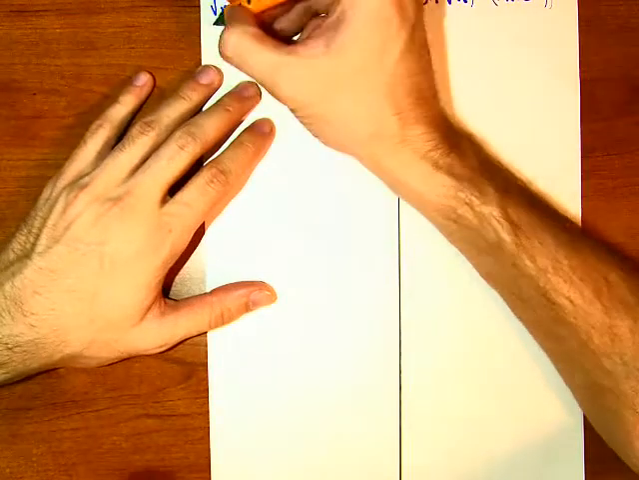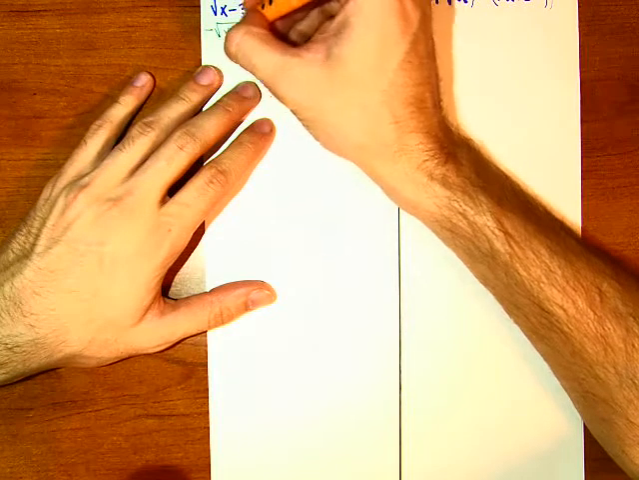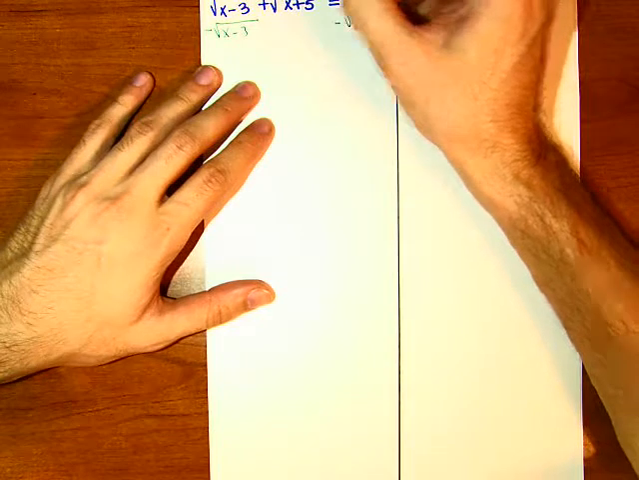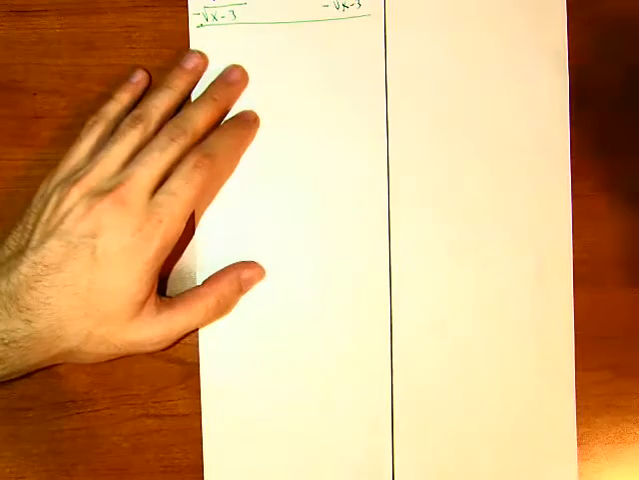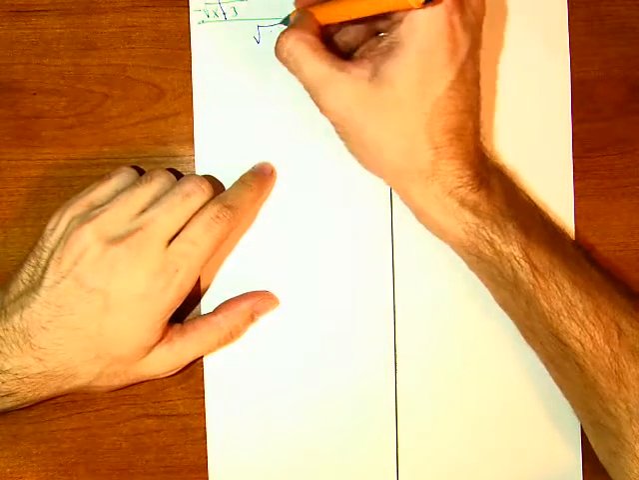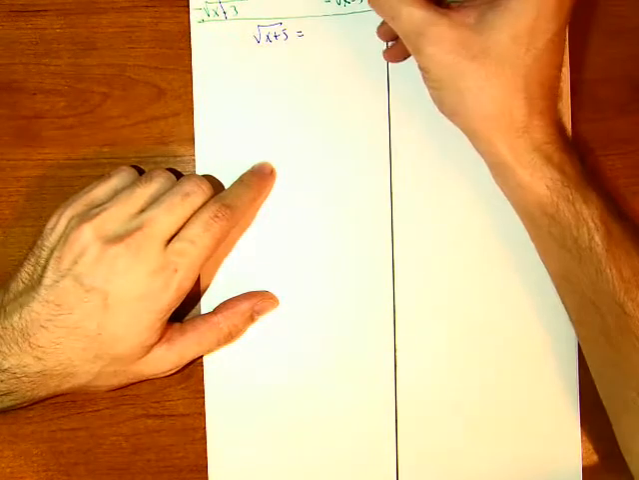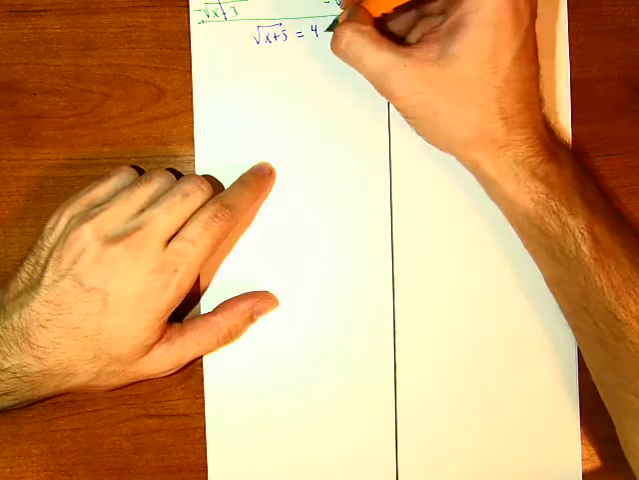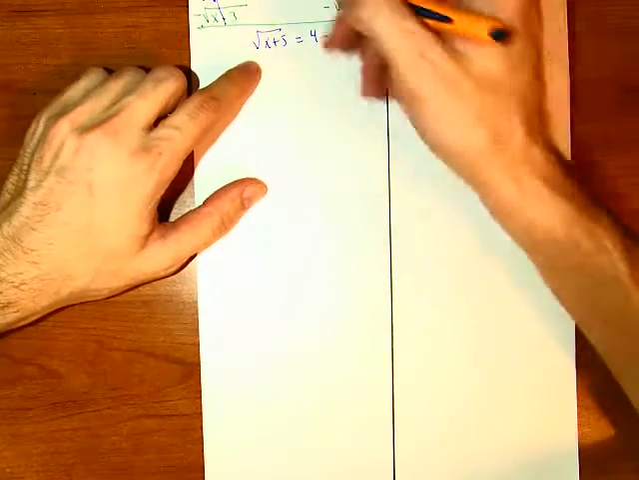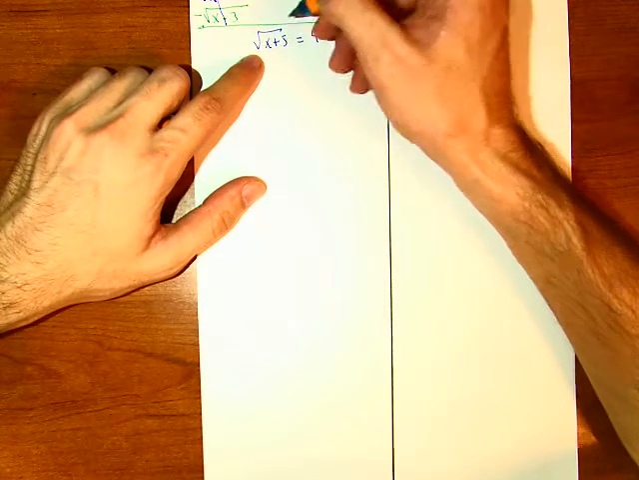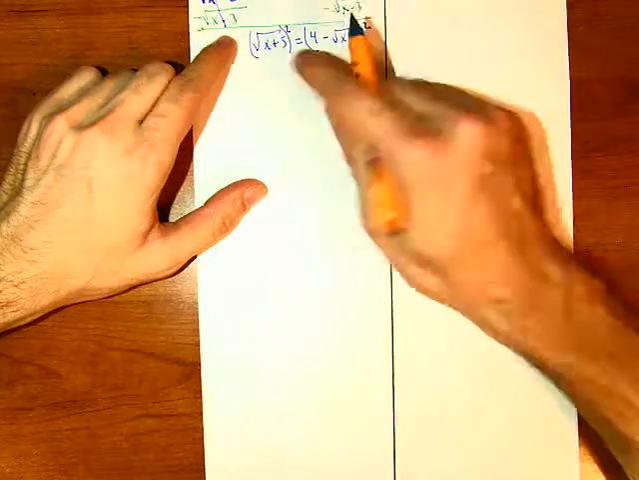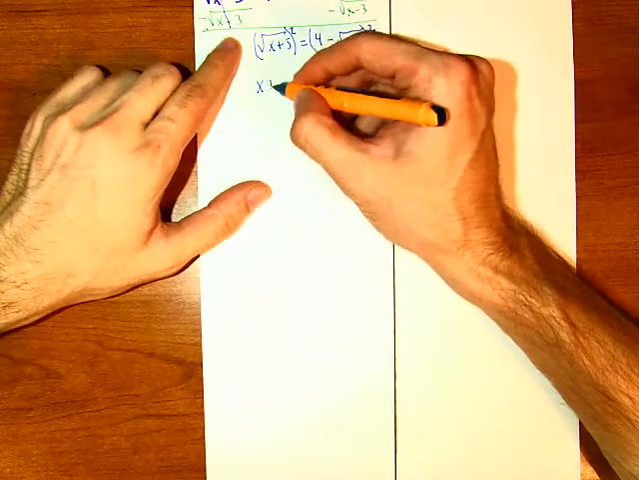Let us subtract square root of x minus 3 on both sides. Okay? And now what do we get? Here, this becomes 0. So square root of x plus 5 is equal to 4 minus square root of x minus 3. Here we got one of the radicals solo. So to get rid of that radical, we square both sides. Now this just becomes x plus 5.